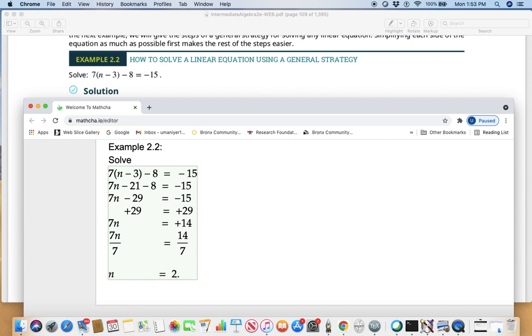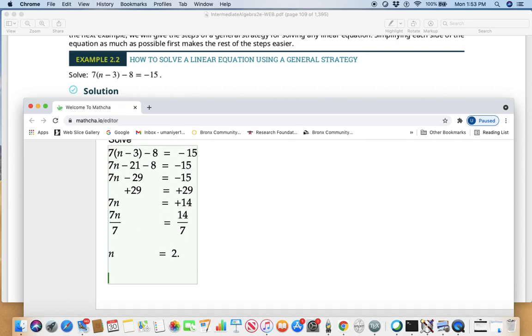At this point, do not stop. You have to always check. Check with the original equation. Wherever you see the variable, create parentheses, and we are checking whether n equals 2 is a solution. So place that 2 inside. You don't know whether it's going to be equal, so place a question equal out there.